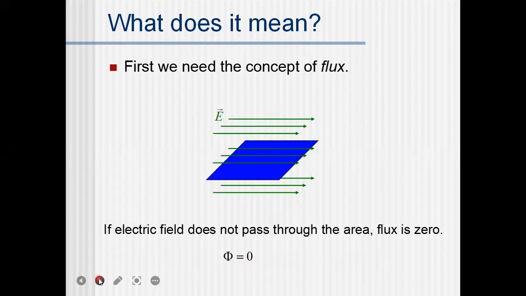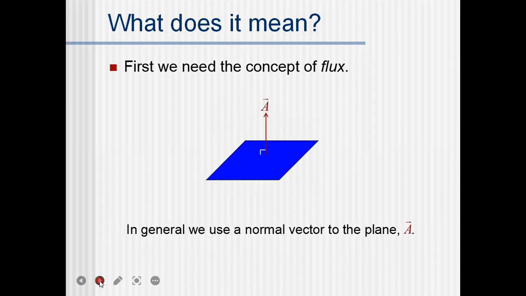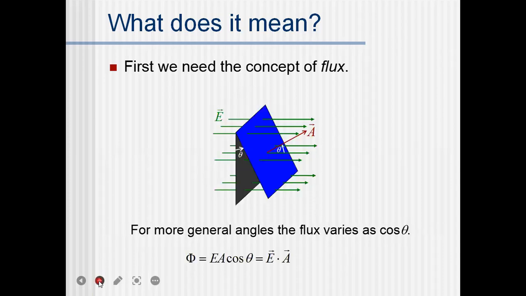Now, if the electric field does not pass through the area, flux is 0, because cos 90 degrees equals 0. Similarly, in general, we use a normal vector A to the plane, like this. For more general angles, the flux varies as cos theta. Flux phi equals EA cos theta. That means a vector dot product.